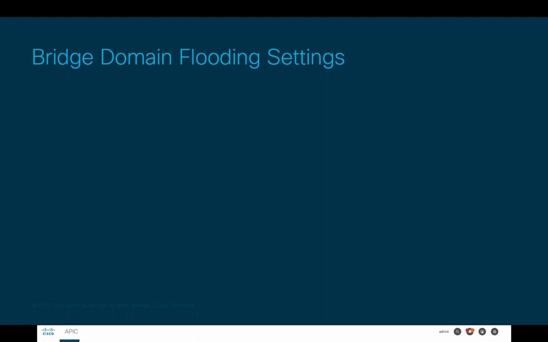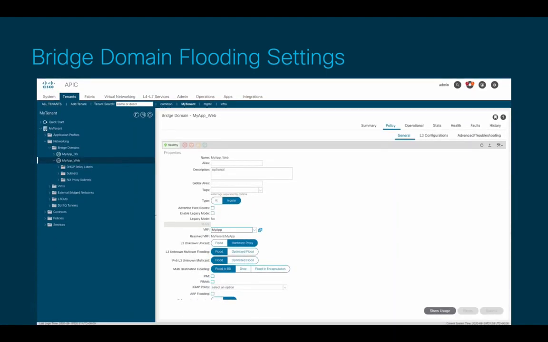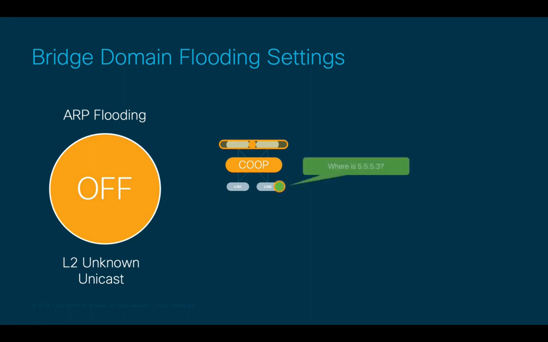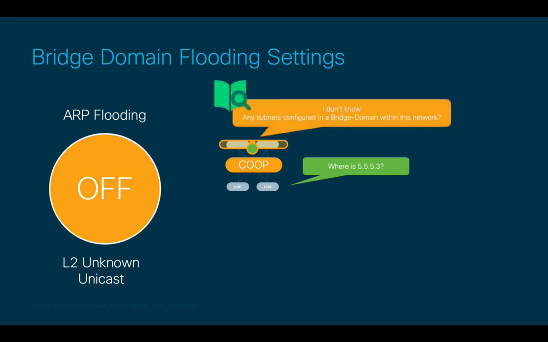Now, if we go back to the bridge domain options, specifically in terms of flooding, we have a couple of them that are important for you to know since they affect how endpoints are being learned. The first one is when ARP and non-unicast flooding are set to off, and the destination endpoint information is not in the spine COOP database.